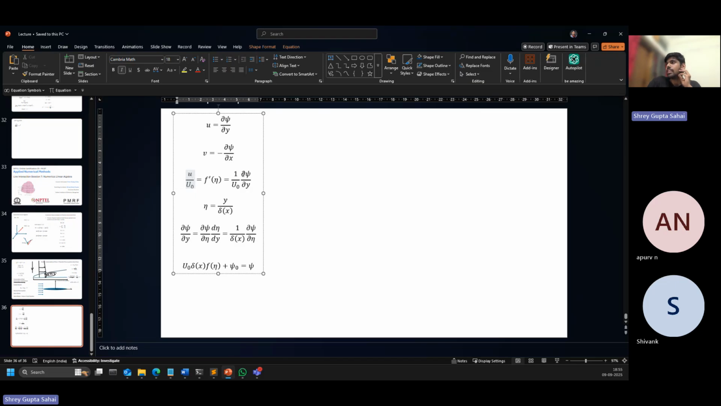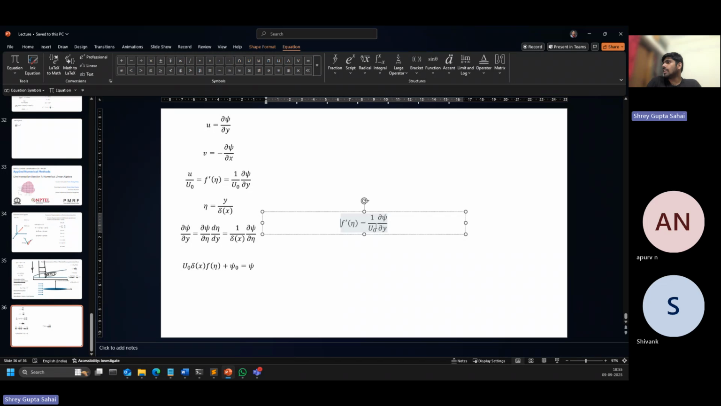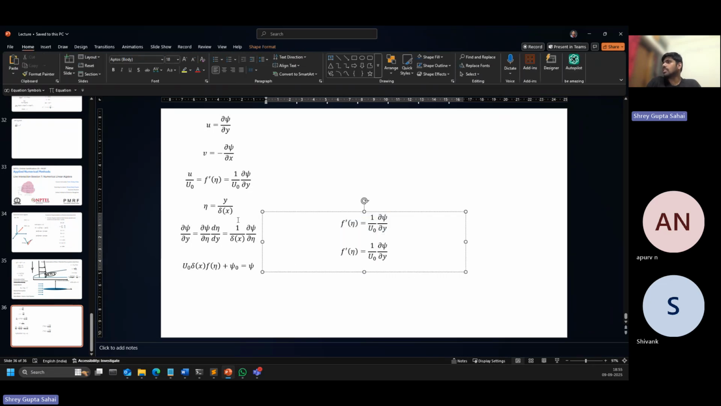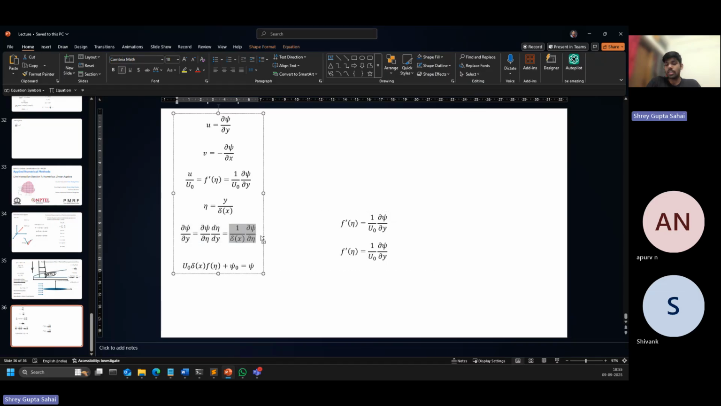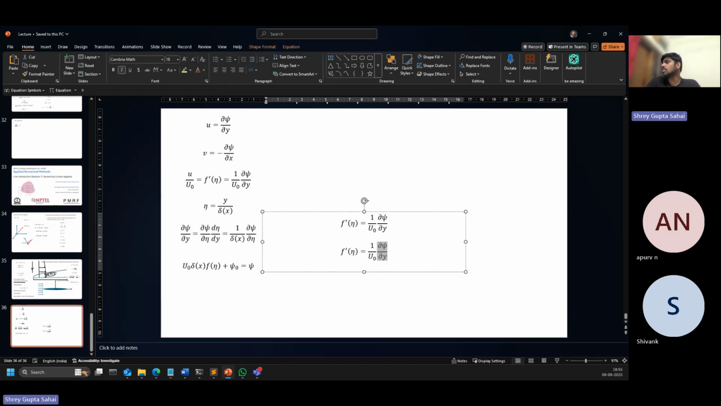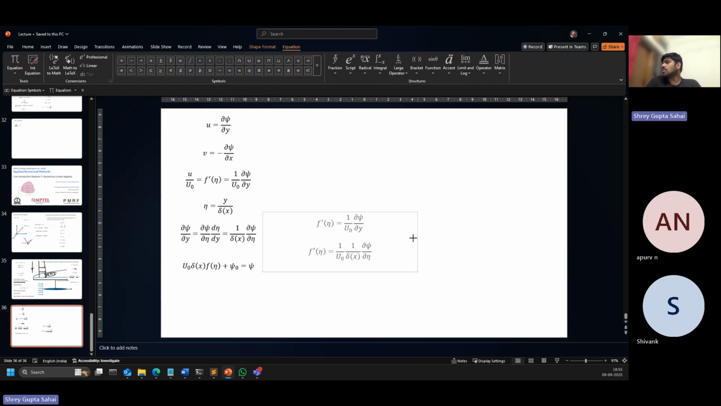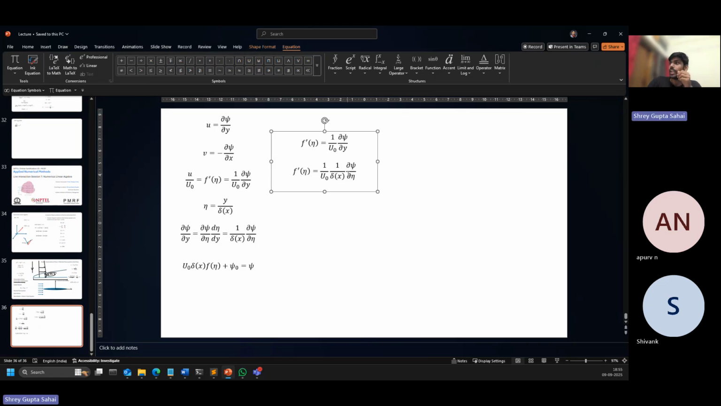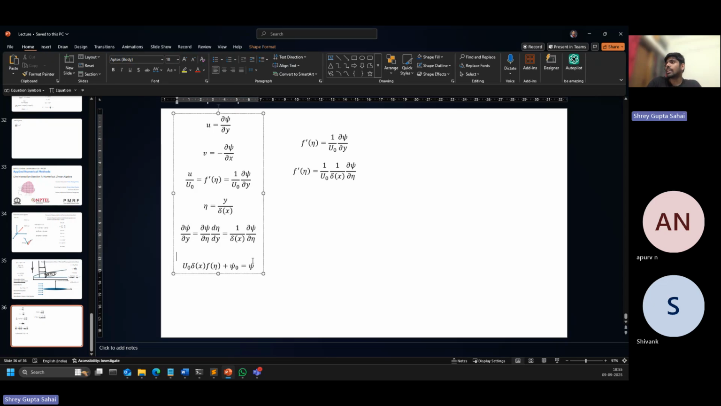Now I write this part. I just go ahead, copy paste this, write it, and then substitute this thing there, remove this. Now this is integrable, right? Because only f dash of eta is a function of eta. All others are not functions of eta. So you will get this.